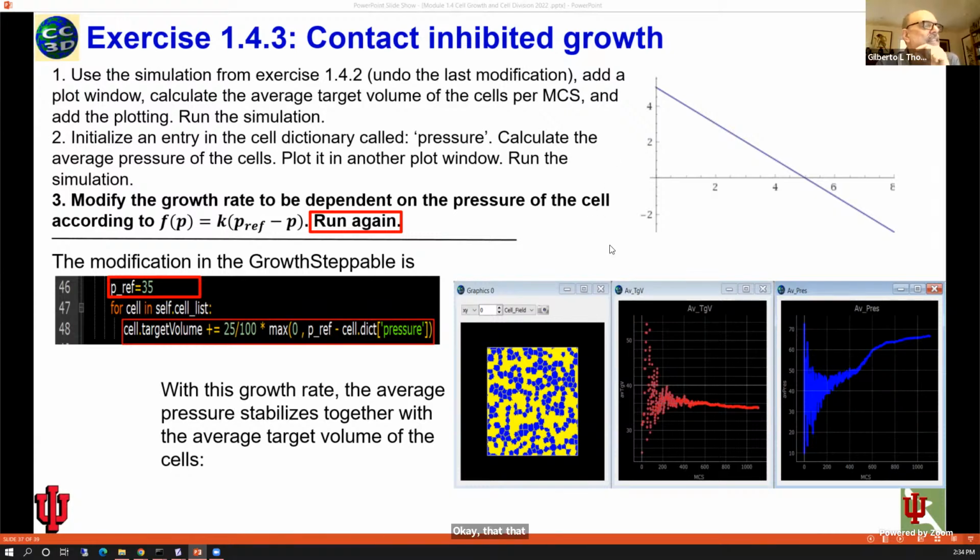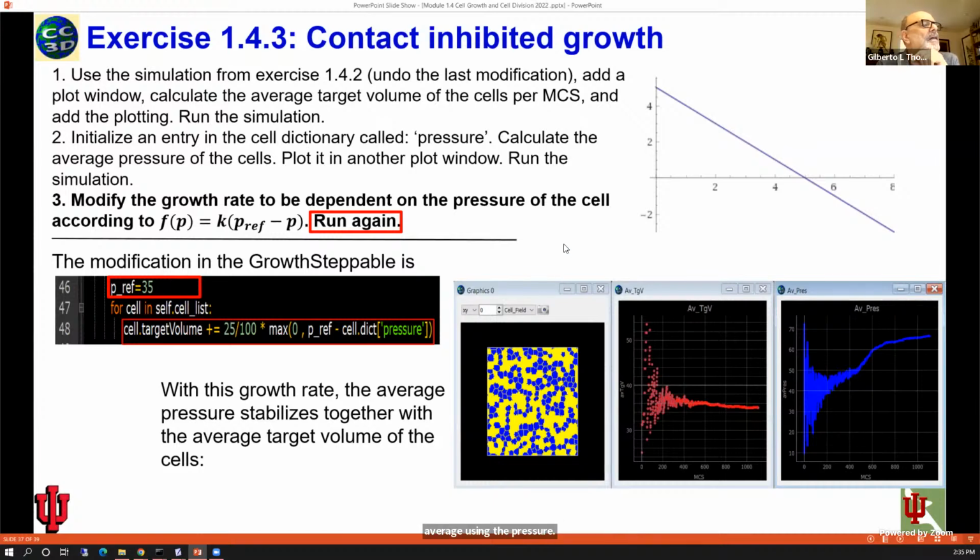That ends the exercise. So you have here the average target value starting to stabilize according to the growth of the pressure. I mean, the pressure will also attain a more stabilized value if you keep the simulation running a long time, which is not the point so far, but we can see that we can control the growth of the average using the pressure the cells have.